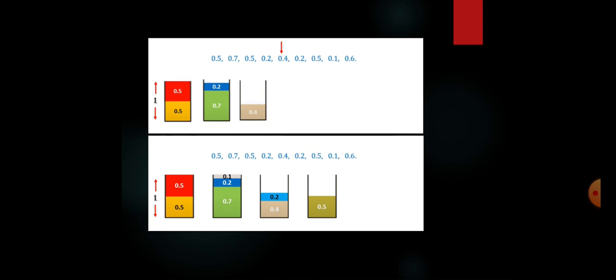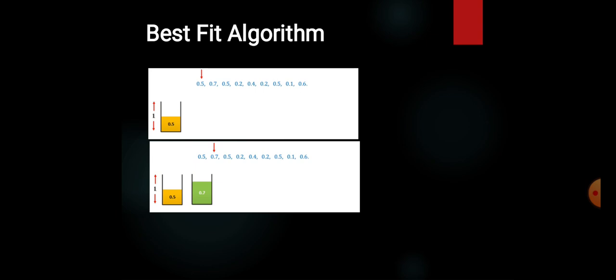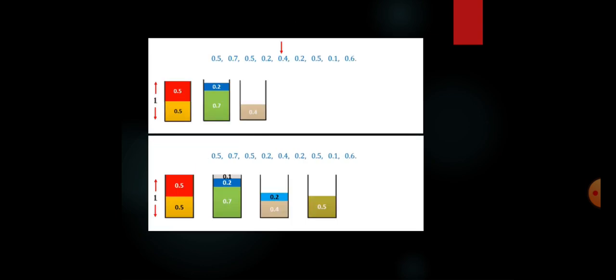What is the next data? The next data is 0.1. Try to place it in the first bin, there is no space. Try the second bin, there is a space, so you can place it in the second bin. Always remember that you have to try from the first. What is the last data? The last data is 0.6. You cannot place it in the first position, the second position, the third position, or the fourth position. So you have to create the fifth bin and store 0.6.